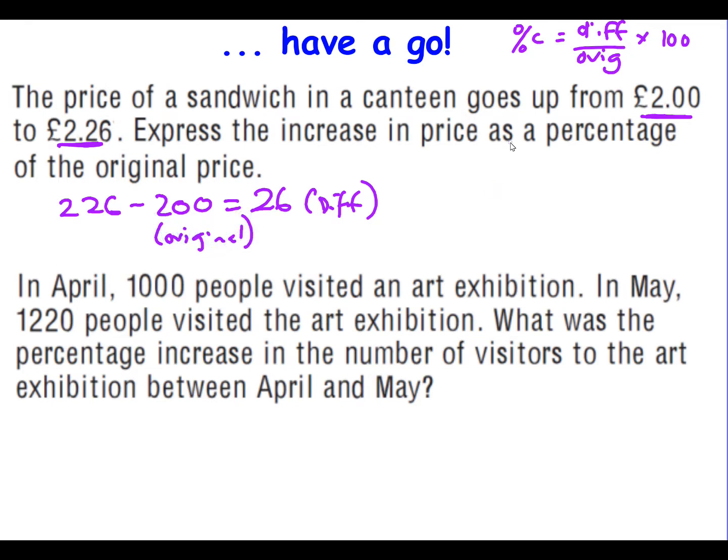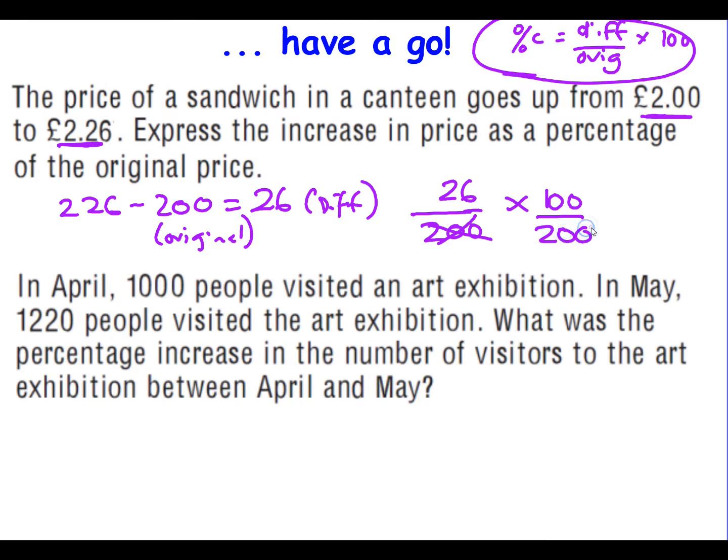So in order to calculate our percentage change, the difference divided by the original amount times 100. That's what our formula tells us. So here, in order to do this, we don't have to do that. We can do it manually this way. So it's 26 times, and 100 divided by 200 is a half. So it's a half of 26, which is 13%. Did you get the correct answer? Let's look at the second one.